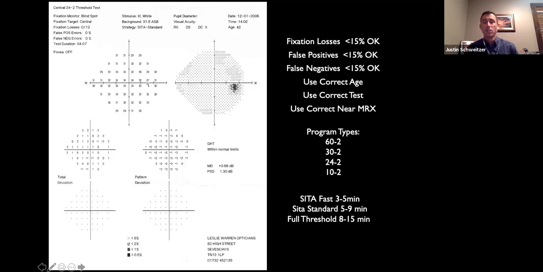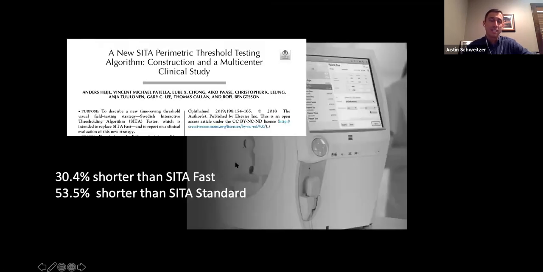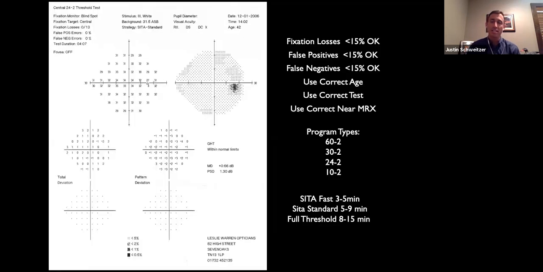Good. So you can see the times down there. SITA Fast, 3 to 5 minutes, SITA Standard, 5 to 9, Full Threshold takes 8 to 15. I do want to touch on the timing of these things, because in the Humphrey Visual Field Analyzer 3, there's a new software system out, and it's the SITA Faster system. And I'm going to back up. When you look at the bottom here, the SITA Fast, which is the one that we traditionally do, takes about 3 to 5 minutes. Some glaucoma specialists would say you've got to do SITA Standard, with 5 to 9 minutes.